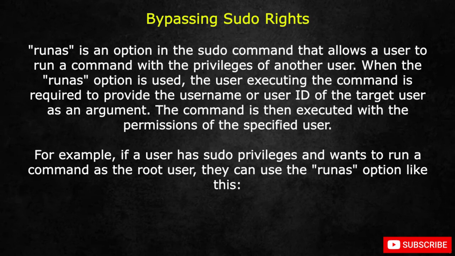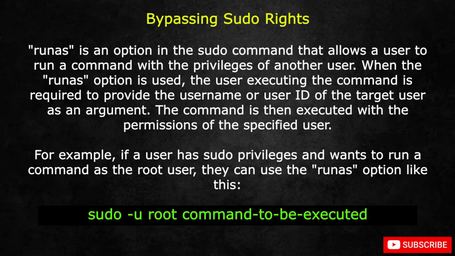For example, if a user has sudo privileges and wants to run a command as the root user, they can use the runas option like this. So here is the sample command. First we type sudo -u, which stands for user. Next we give the username, and next we give any command that we need to execute. Once we do that, it will run the command with the privileges of the specified user. I hope now you understand what runas is.